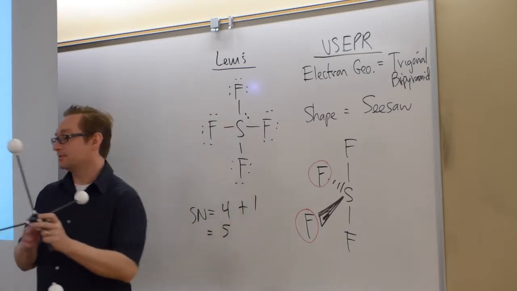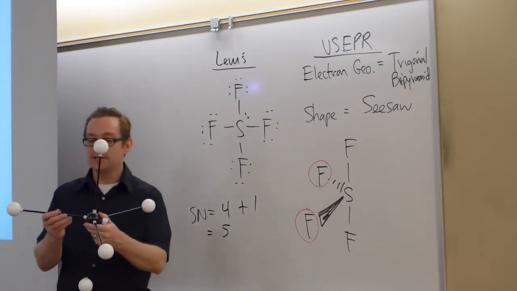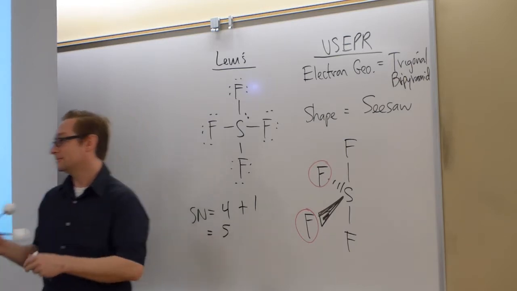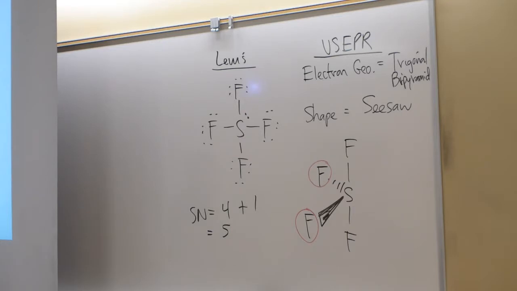All right, so I've had students think, oh, I got to memorize 15 different shapes. No, just memorize the 5 originals, okay, and then take off lone pairs based on your knowledge of VSEPR.